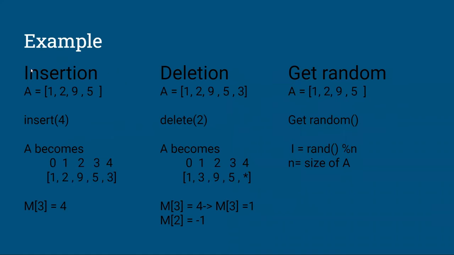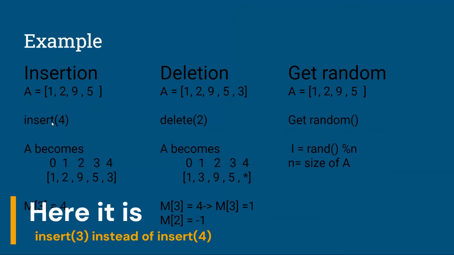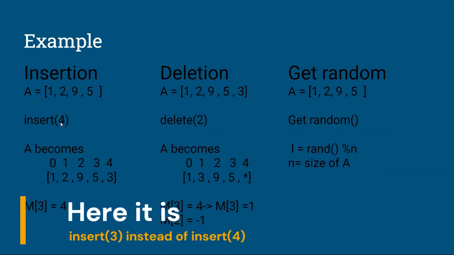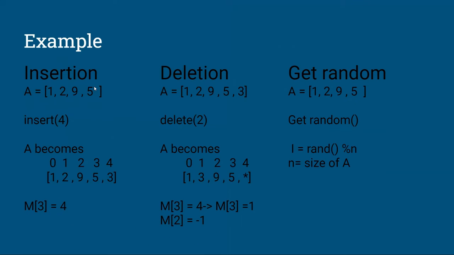Okay, let's first see the insertion. Let's say this is the array we have, and you have got information saying that you want to insert 4. There is nothing much to think here. Okay, you will insert it at the end of the array, and that's all. And you will also make the changes in the unordered map. We will keep m of that value equal to the address where you stored it.